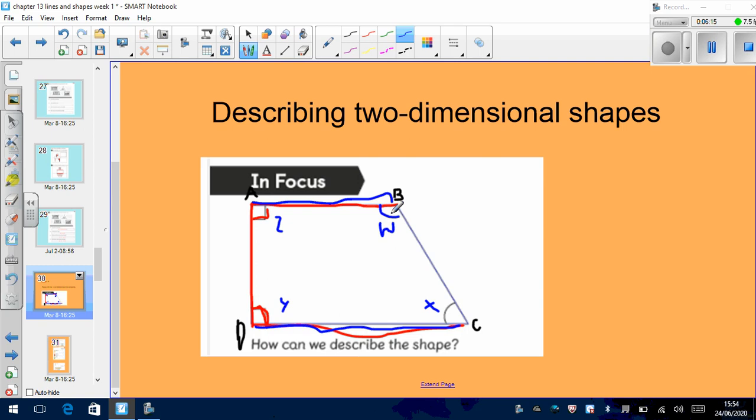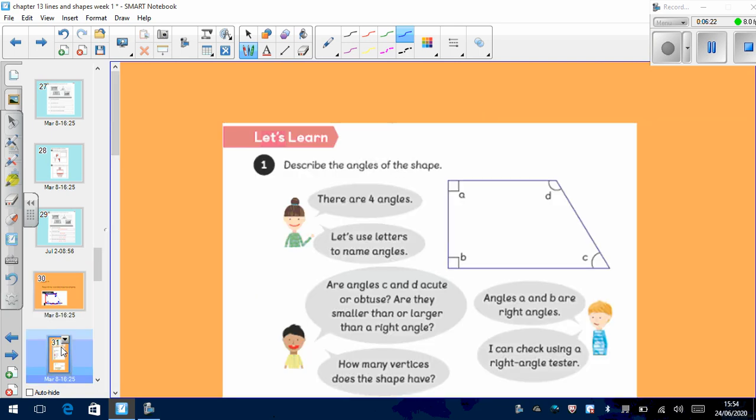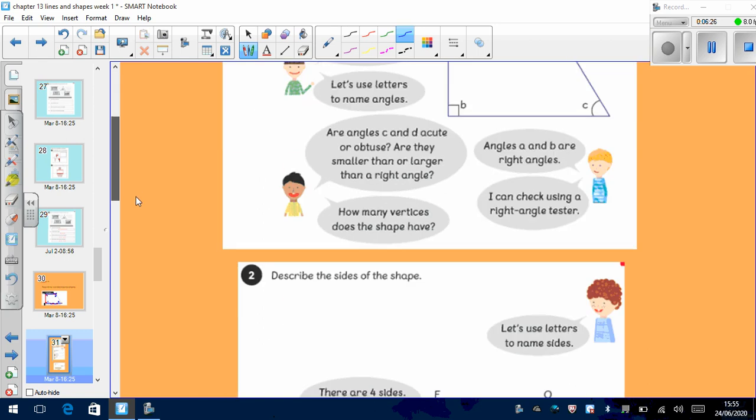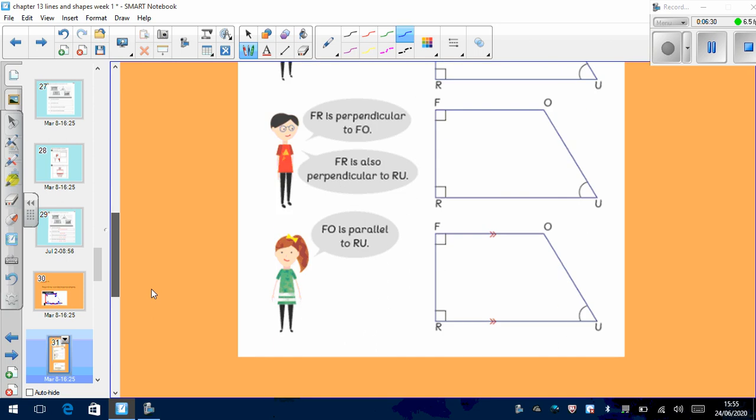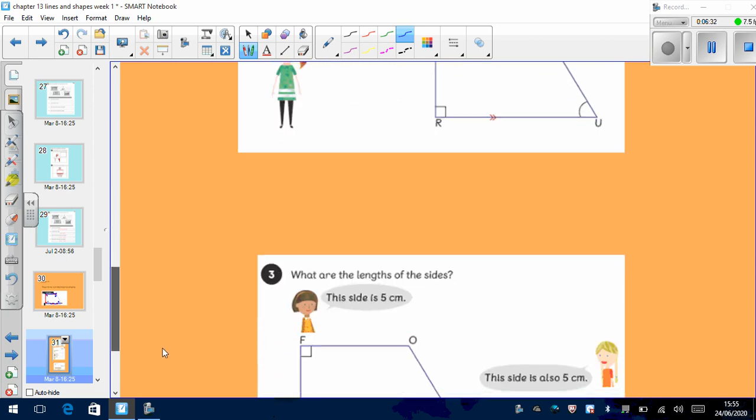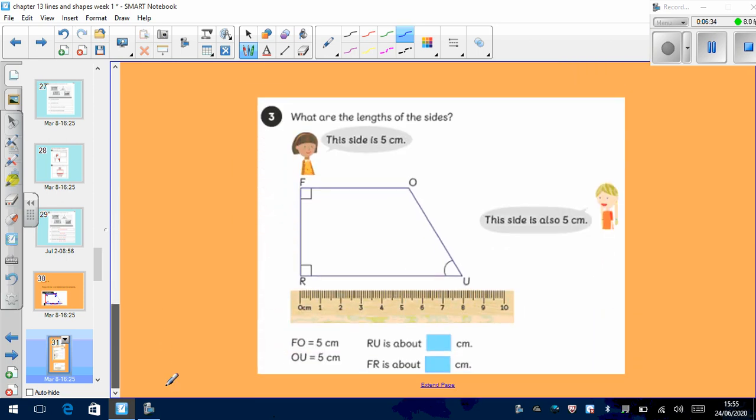Okay, now measurements will be a little trickier, so I'll just show you that bit for now. Let's have a look. So we've got our angles here. We've got perpendicular and parallel lines there. And finally, we've got some measurements. So, what are the lengths of the sides?